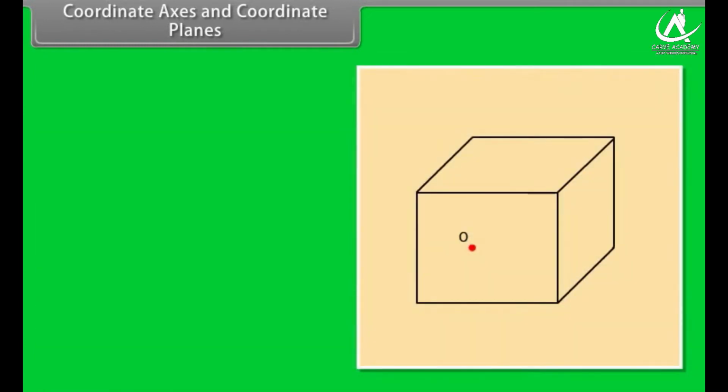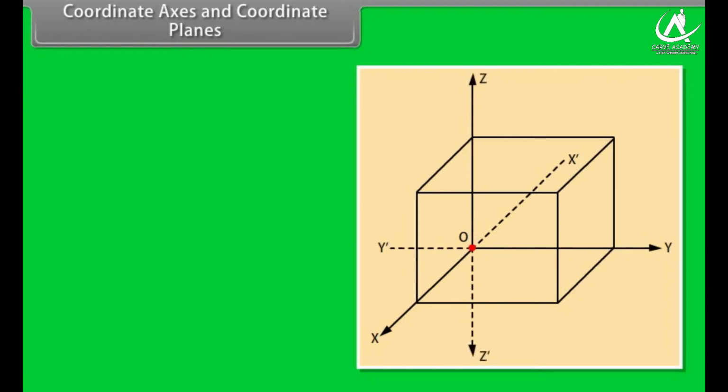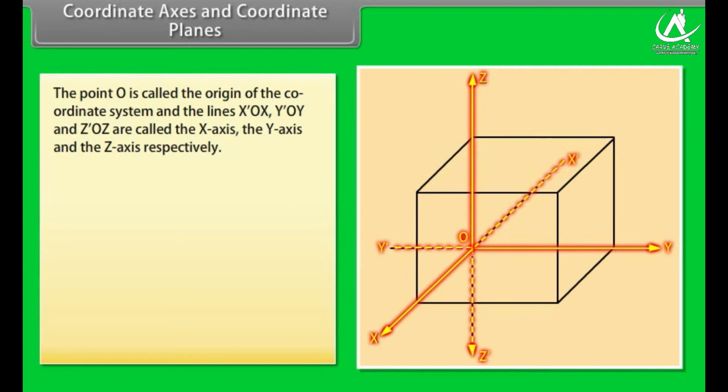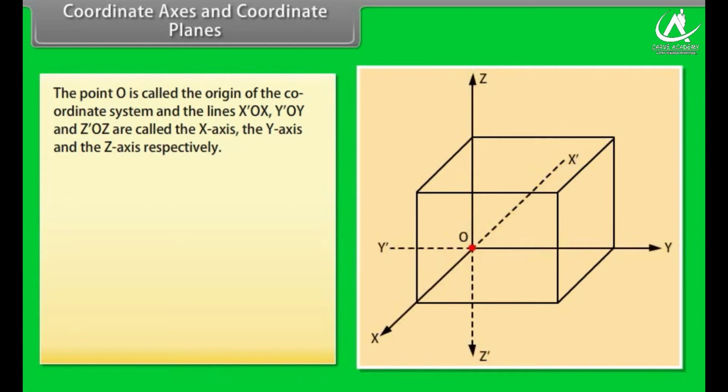Let us start with an arbitrary point O in space and draw three mutually perpendicular lines x'ox, y'oy, and z'oz through O. The point O is called the origin of the coordinate system, and the lines x'ox, y'oy, and z'oz are called the x-axis, the y-axis, and the z-axis respectively. The positive direction of the axis is indicated by arrows with thick lines.